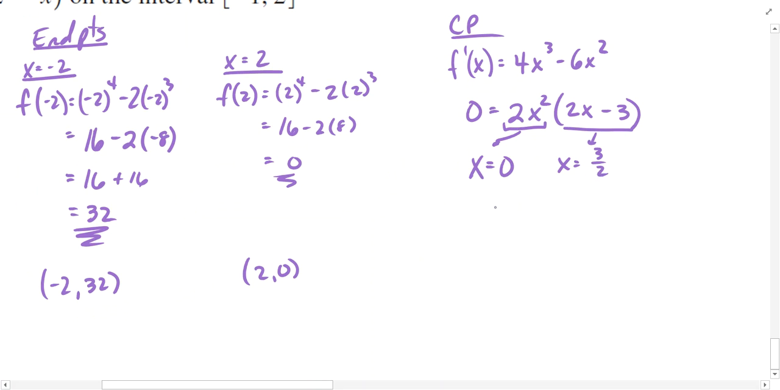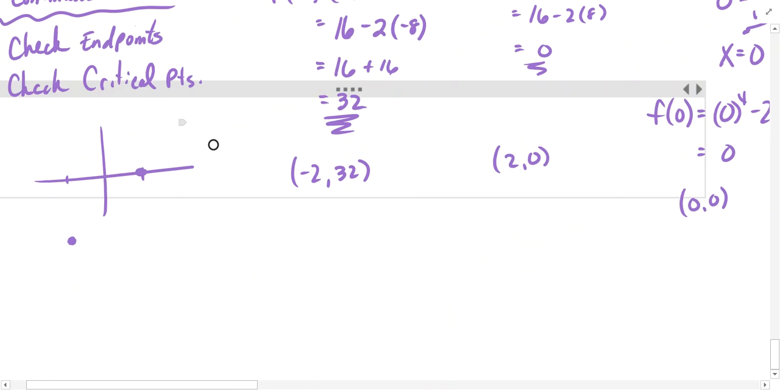So let's find out what happens with them. If we evaluate the function at 0, we get 0 to the 4th power minus 2 times 0 to the 3rd power. Well, that math is easy. We get an end result of 0. And again, another point at 0, 0, the same y value that we saw before.